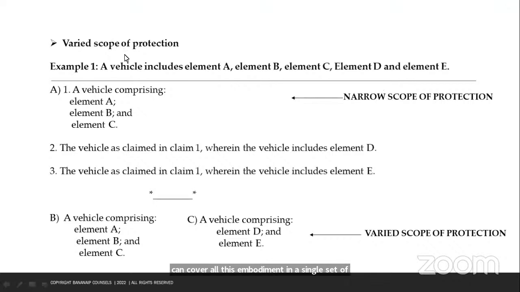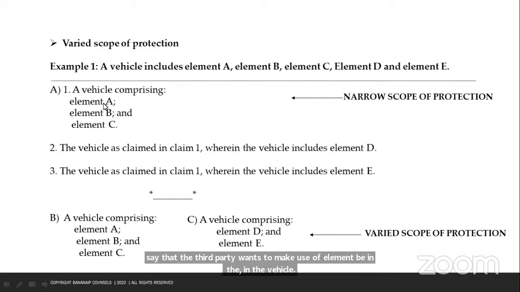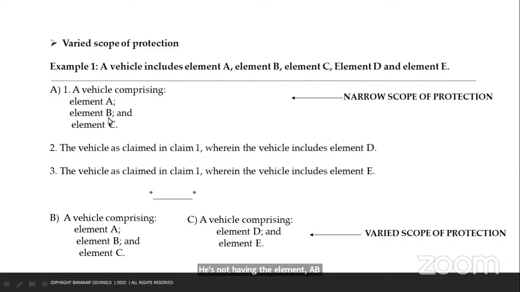Next is varied scope of protection. Here in the example, let's say that the vehicle includes elements A, B, C, D, and E. And if we draft an independent claim of a vehicle comprising elements A, B, and C, and elements D and E are claimed in the dependent claim, then if the third party wants to make use of elements D and E, and in the vehicle he does not have the element A, B, or C, or if there is a modification in that, then it will be easy for the third party to evade the claim.